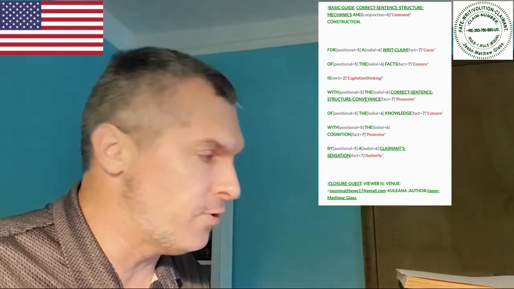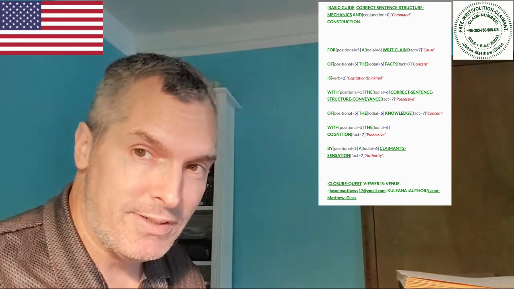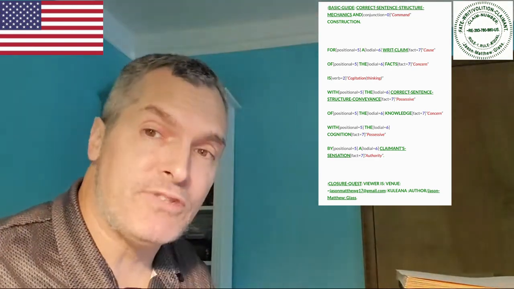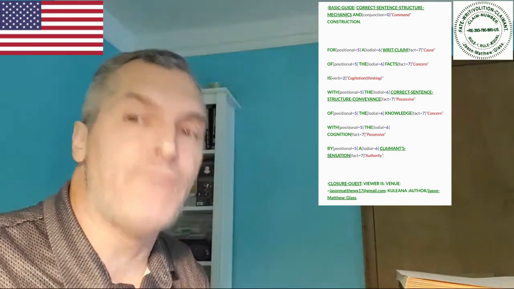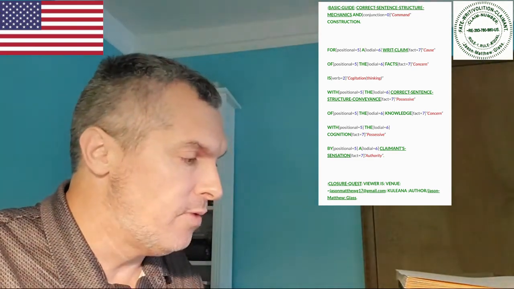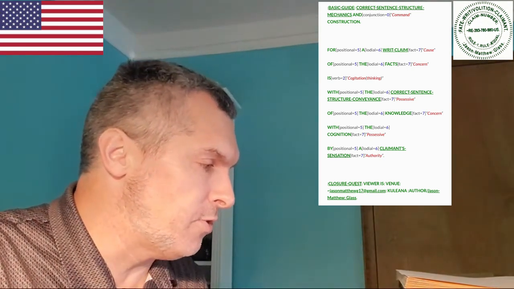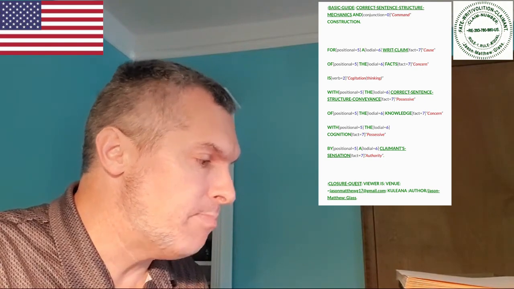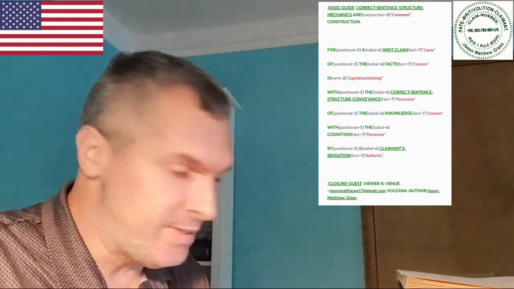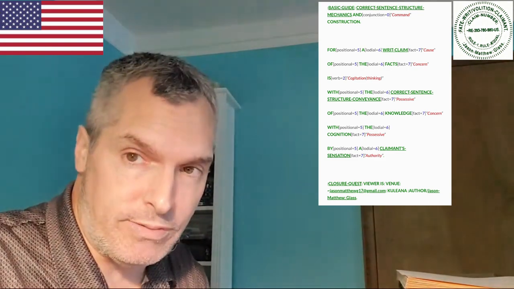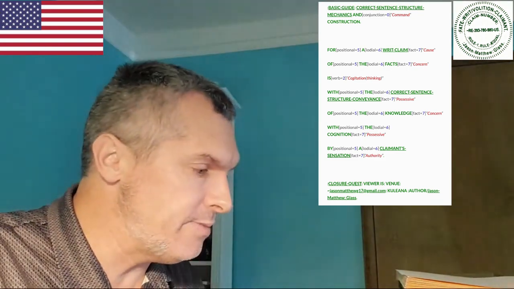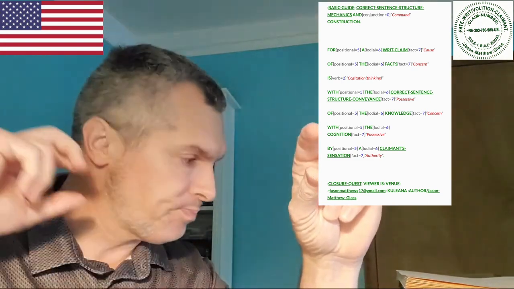Now, how do we check this forwards and backwards? Backwards, by becomes for, because there's one positional, one congruency, one function. By becomes for, with becomes of, and that's how it works forwards and backwards. By, okay. For a claimant sensation of the cognition. I'm going backwards now. For a claimant sensation of the cognition. For a claimant sensation is the cause. Of the cognition is the concern.